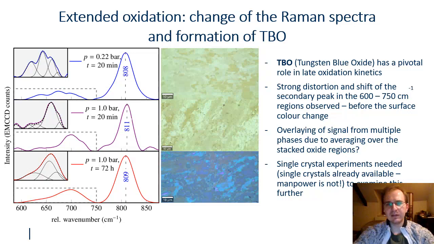And interestingly, when increasing the oxidation time up to 72 hours, we saw that the main difference was the disappearance of the secondary peaks at about 900 inverse centimeters, which could correspond, for example, to the terminating tungsten oxygen bonds. And also the main peak at 809 became much more Gaussian in shape, which is interesting and led us to believe that there might be some stacking of oxides at play.